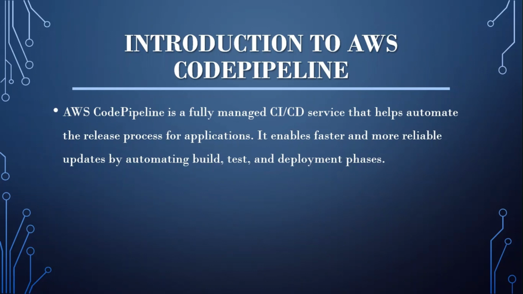AWS Code Pipeline is a fully managed CI/CD service. Now, what's CI/CD? It stands for Continuous Integration and Continuous Deployment, which basically means automating how our applications are built, tested, and deployed. No more manual work, just smooth and efficient deliveries.